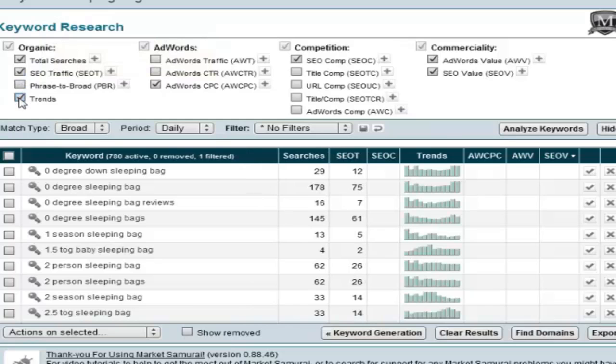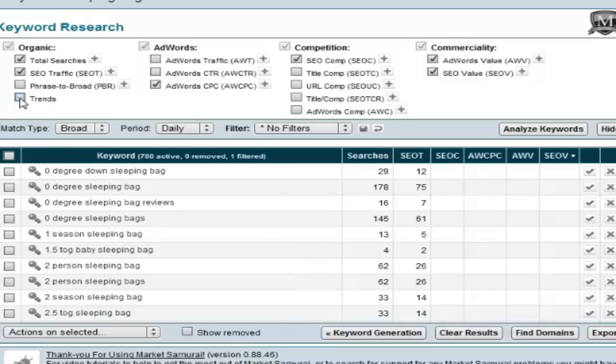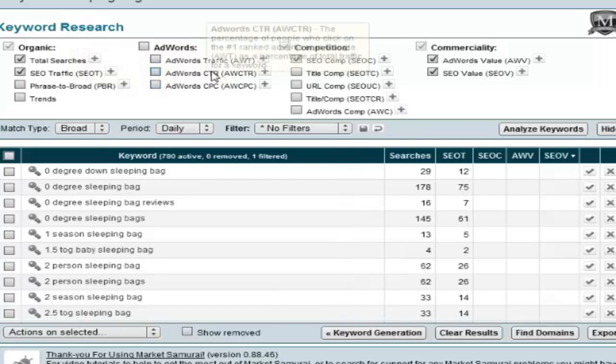I don't really want phrase to broad. Trends can be nice because you can see if trends on this peak during different times of the year. I personally am not real interested. We're not going to be buying any AdWords, so I'm going to leave all of those blank.